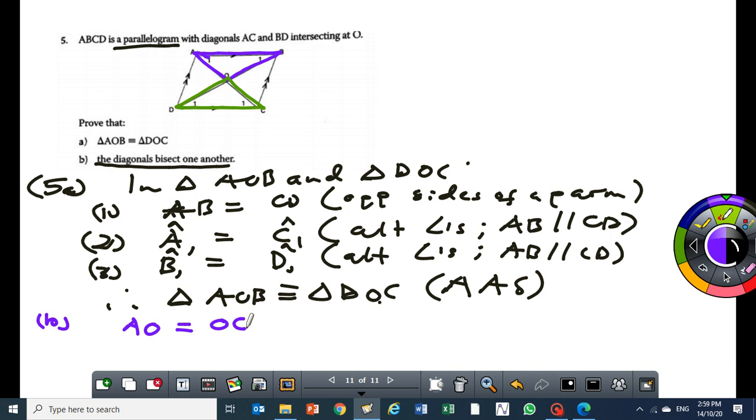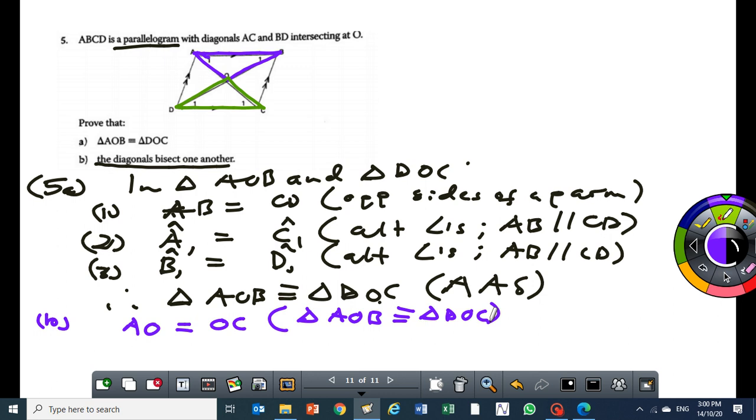This is true. Why is it true? Because the question says prove that the diagonals bisect. We know that the diagonals of a parallelogram bisect, but here we are supposed to prove that they really bisect. So the reason there is the fact that the two triangles are congruent. You can write triangle AOB is congruent to triangle DOC. That's why these two are equal, because the corresponding sides of congruent triangles are equal. Therefore AO is equal to OC.